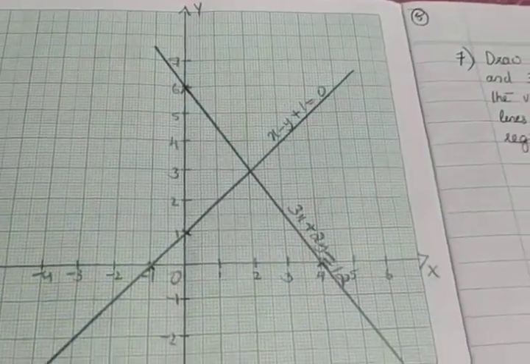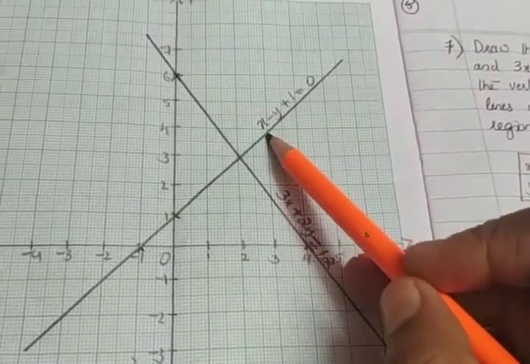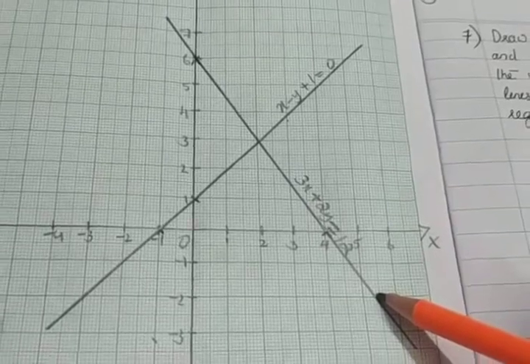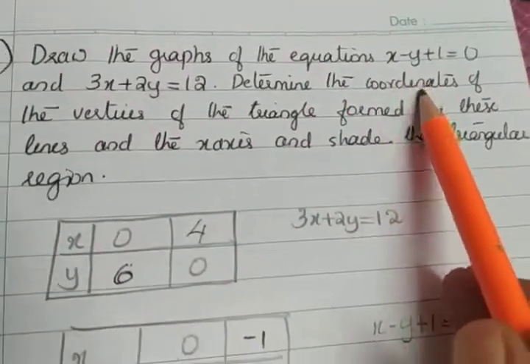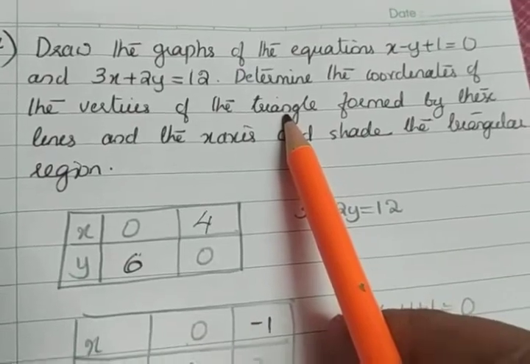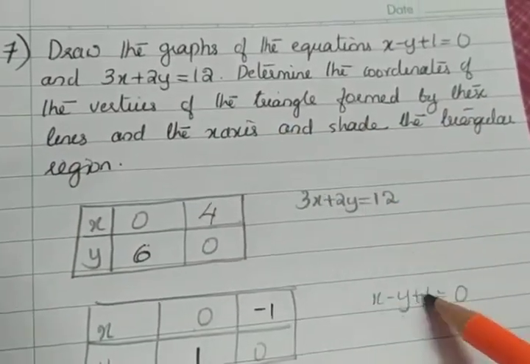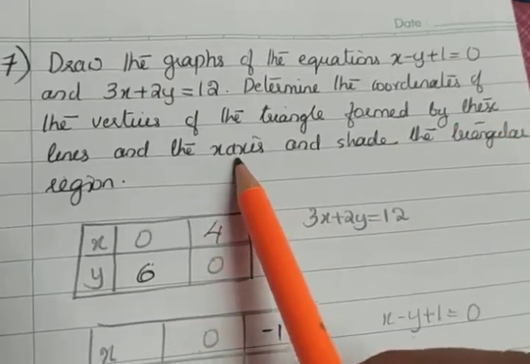So when we join those points, we are getting lines like this. This is the line corresponding to x minus y plus 1 equal to 0. And this is the line corresponding to 3x plus 2y equal to 12. That is the first part of the question. What's the second part? Determine the coordinates of the vertices of the triangle. For a triangle, there must be 3 sides, isn't it? Formed by these lines. We are getting 2 lines and those 2 lines make 2 sides of the triangle. And what about the third side? The third side will be the x-axis.